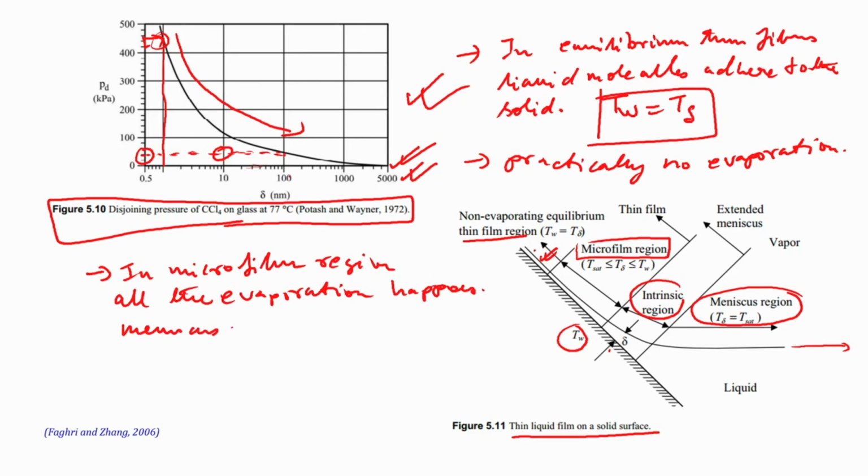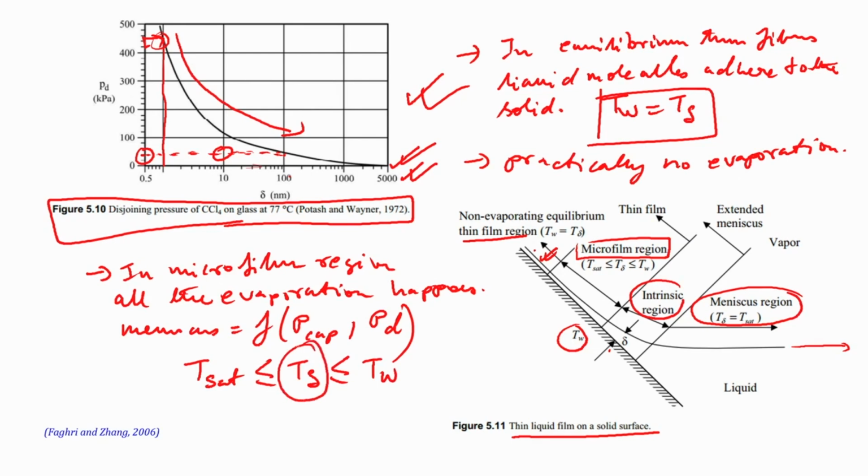The meniscus in this region is influenced by both the capillary pressure as well as the disjoining pressure. It is a function of both, and you can see that the saturation pressure is less than or equal to T delta, which is less than or equal to T wall. So, the interface temperature is not exactly equal to the wall temperature. The wall temperature is actually a little higher. This is because we are dealing with a slightly thicker region, and this is actually more than the saturation temperature. We will show a little later what this exactly means.